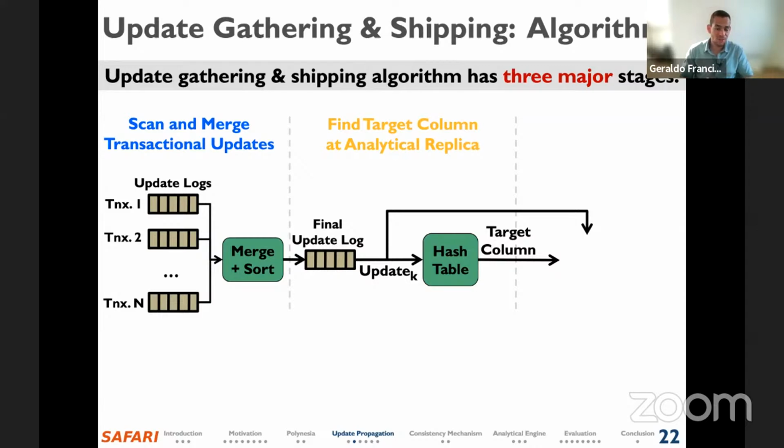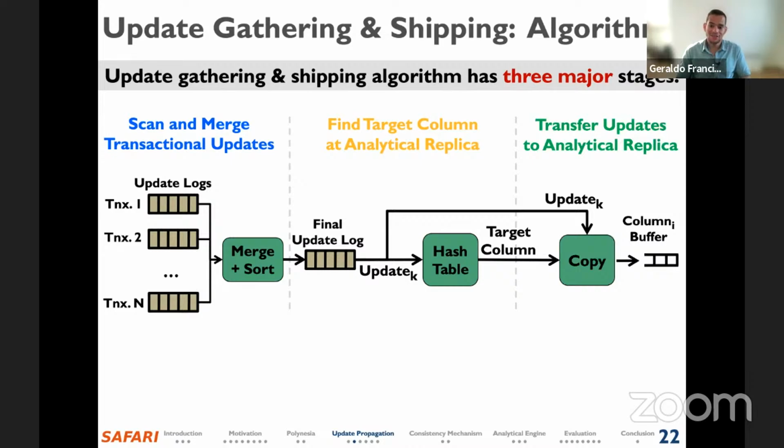Since the column size is typically very large, finding the location for each update is very time-consuming. To overcome this, we maintain a hash index of the data on the column row key, and we use that to find the corresponding column for each update in the final log. The final stage is to ship these updates for each column to the analytical replica.